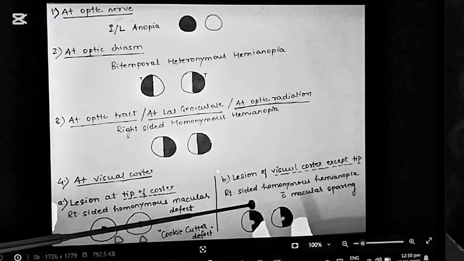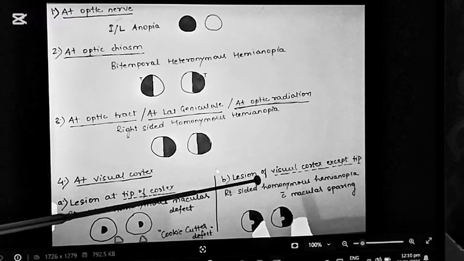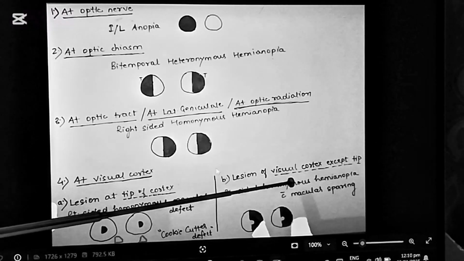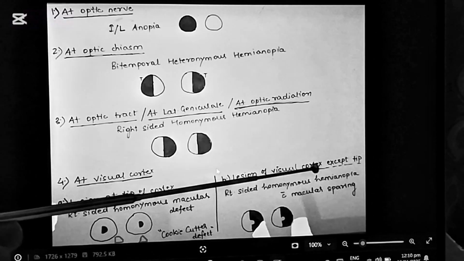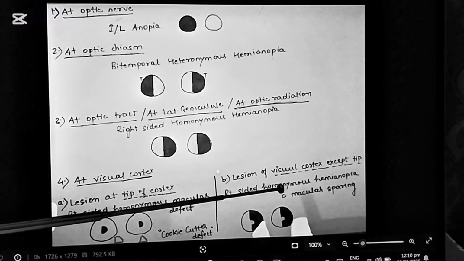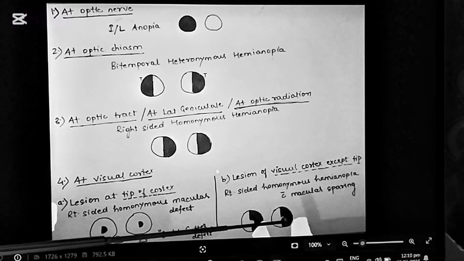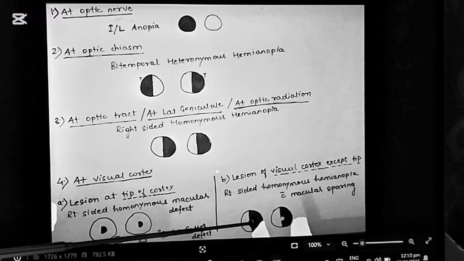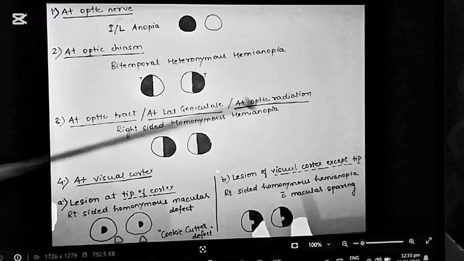So what happens in this picture? Here the lesion of the visual cortex is all around but not at the tip. So what do we get? We can have right-sided homonymous hemianopia which is sparing your macular region, or we label it as with macular sparing.